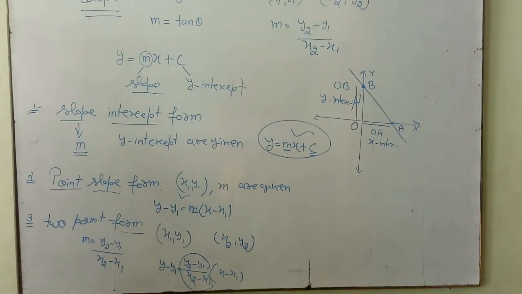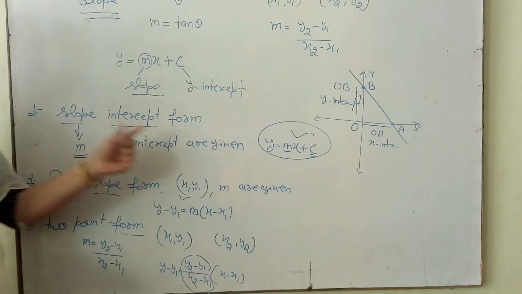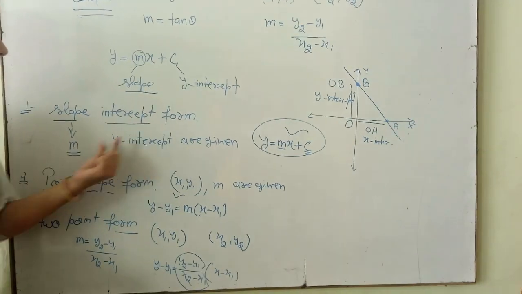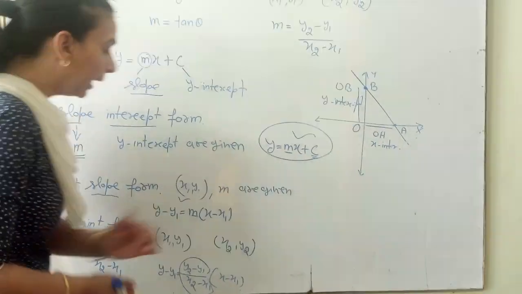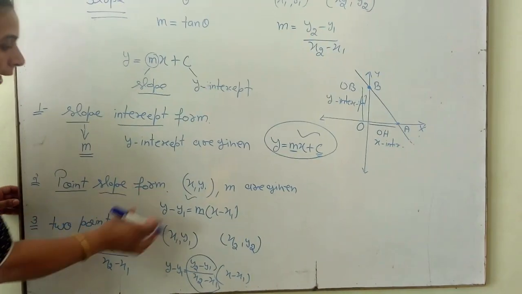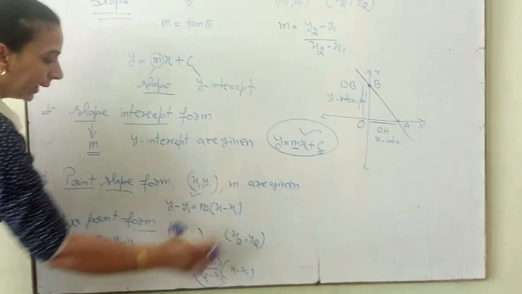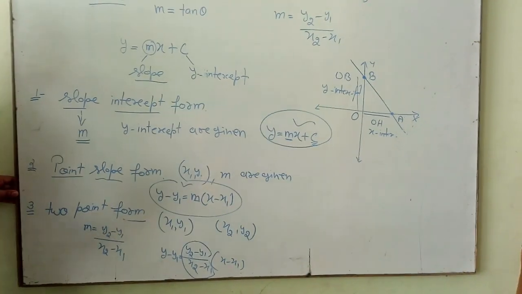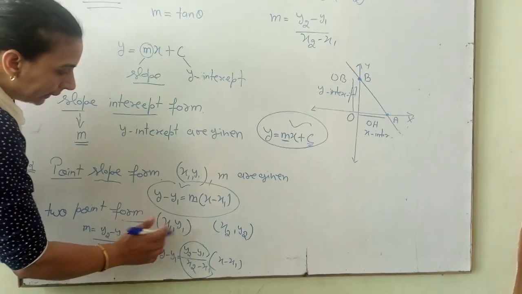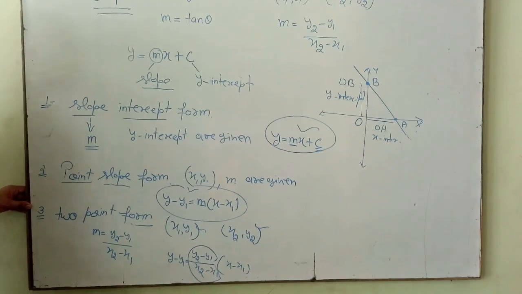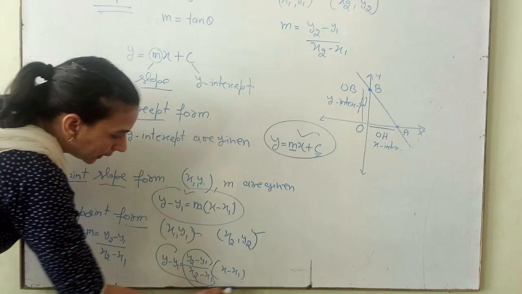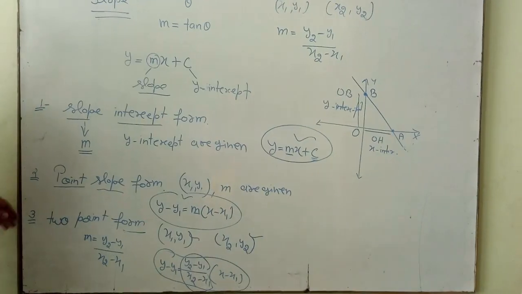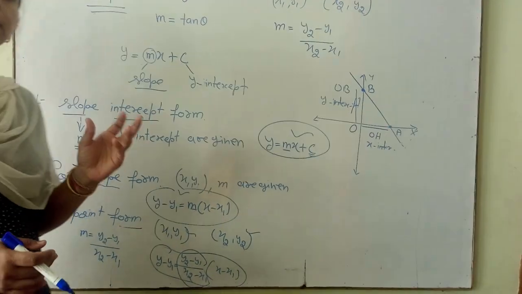Again I repeat. First is slope-intercept form. When slope and intercept are given, then we use this. Again, point slope form: if a point and a slope are given, then we use this. Again two-point form: if a line passes through 2 points, then we use this equation. Clear?